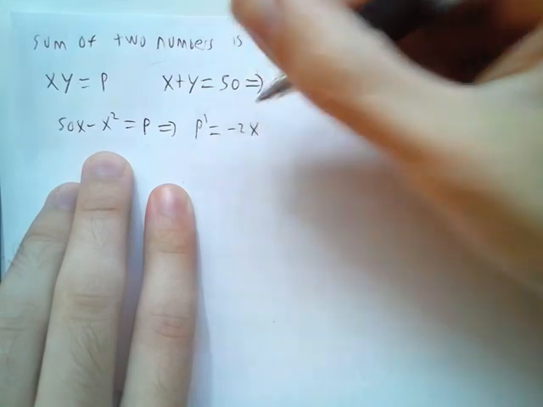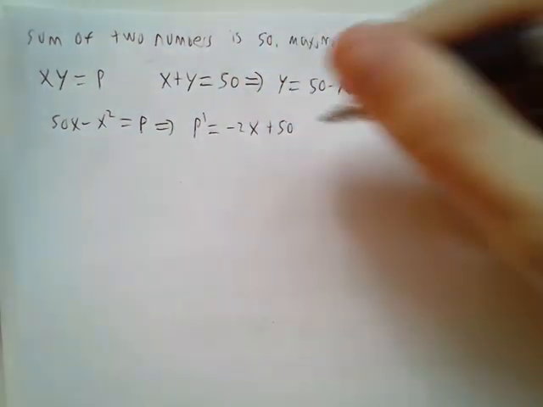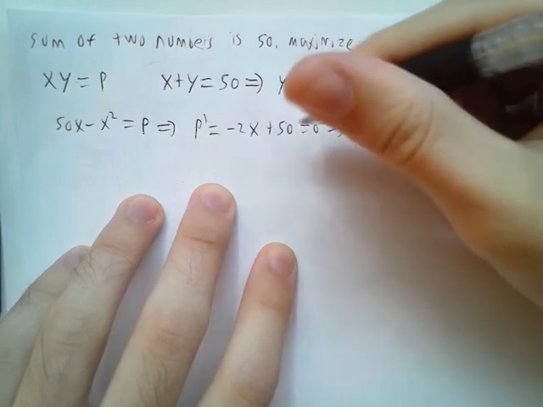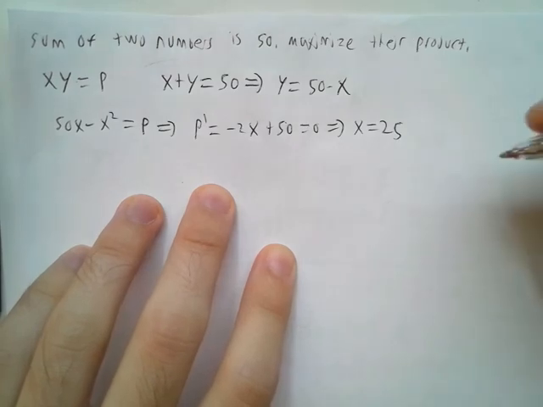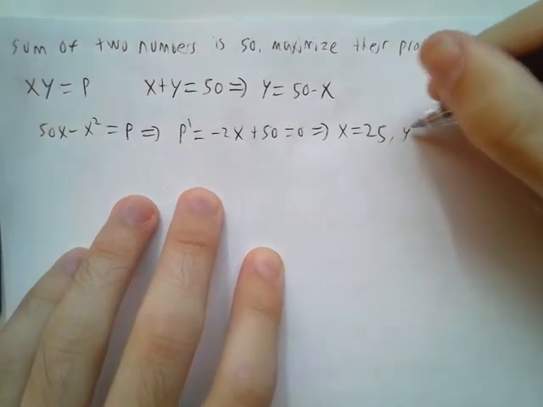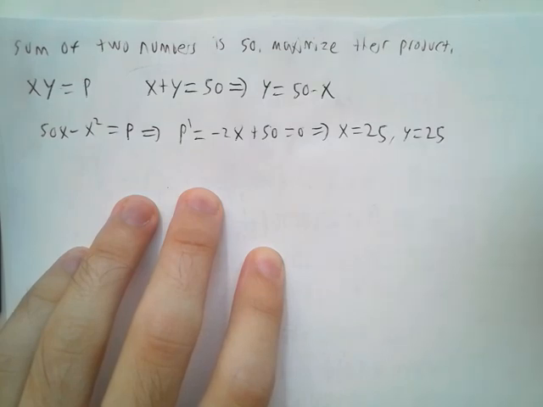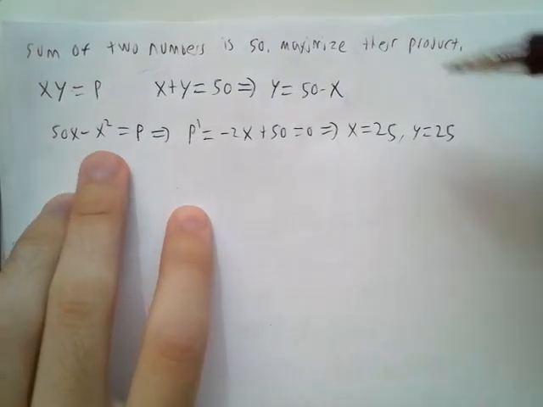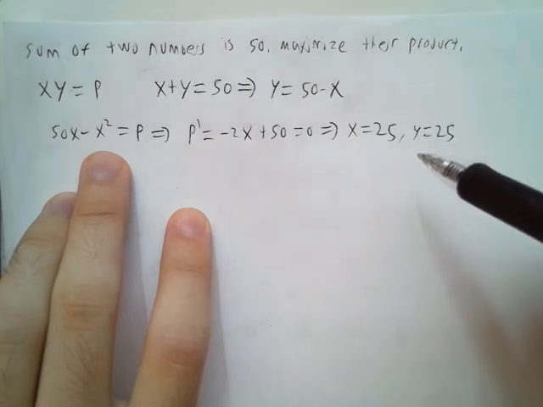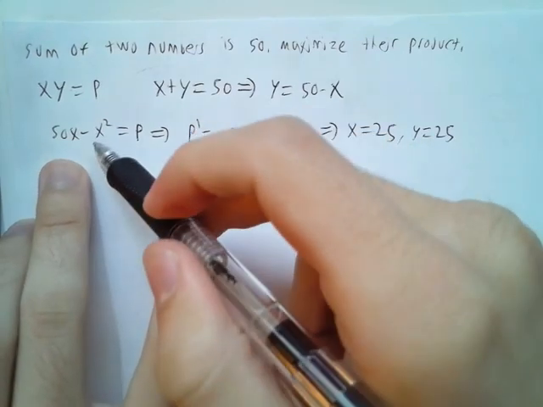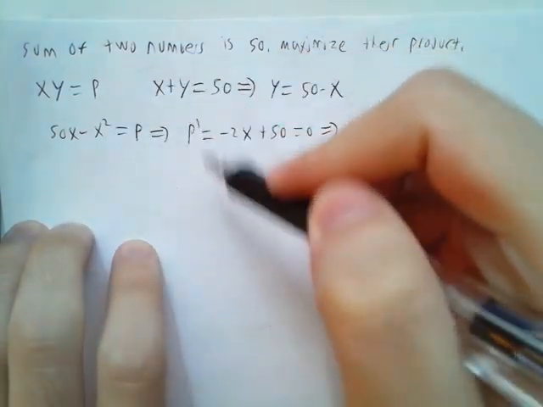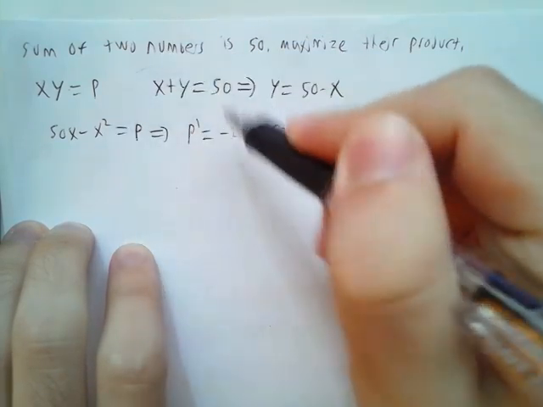So now if we find the critical points, we get p prime is negative 2x plus 50. This equals 0 implies that x is equal to 25. And so that means that y is also equal to 25. And we can check if we take the second derivative that this will actually be a maximum. You can use the second derivative test, or you can just look at the form of p. We see that it's a parabola, which has a negative x squared term, means the parabola is shaped like this. So that means that this critical point has to be a maximum.